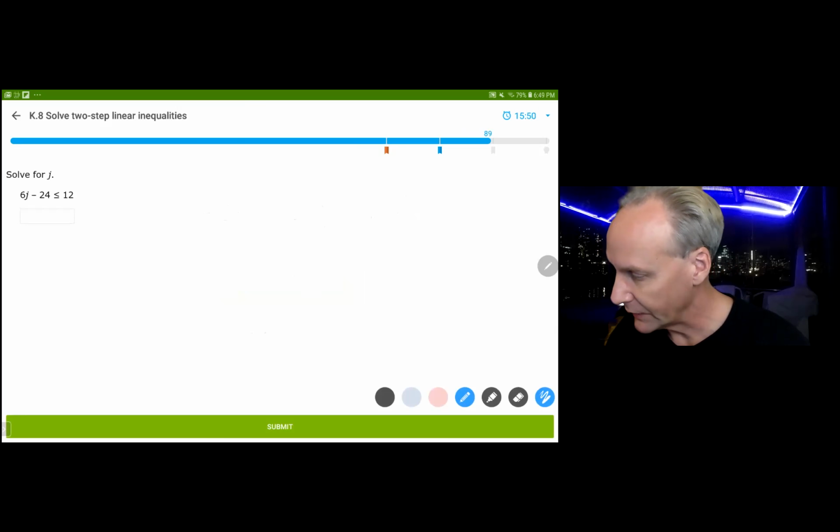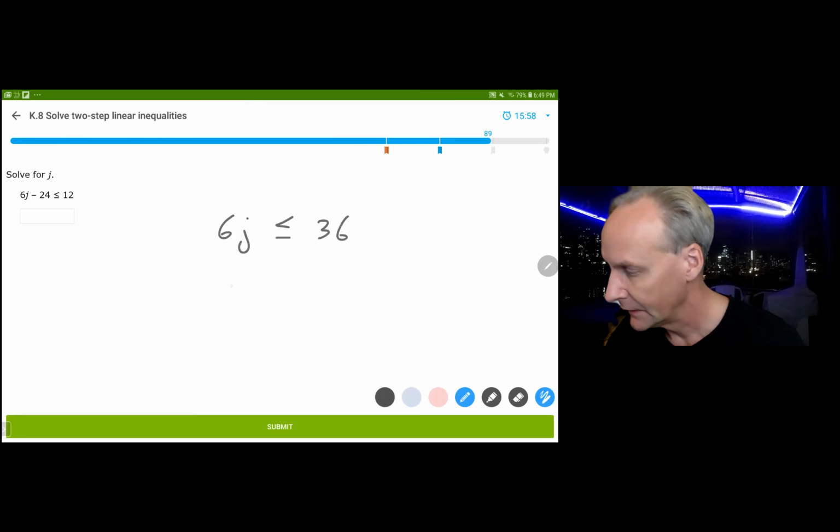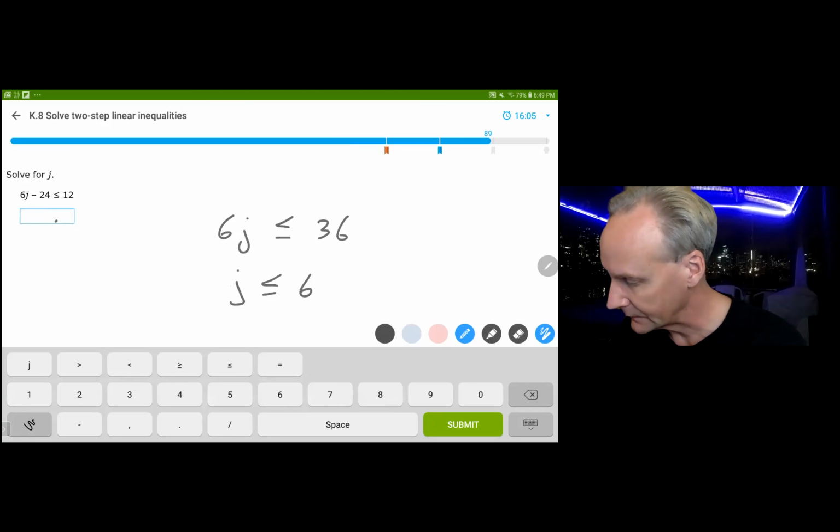In this one, I'm going to add 24 to both sides. I'm going to get 6j is less than or equal to 36. I added 24 to both sides. I'm going to divide by 6. That's not going to change my sign. I'm going to get j is less than or equal to 6.